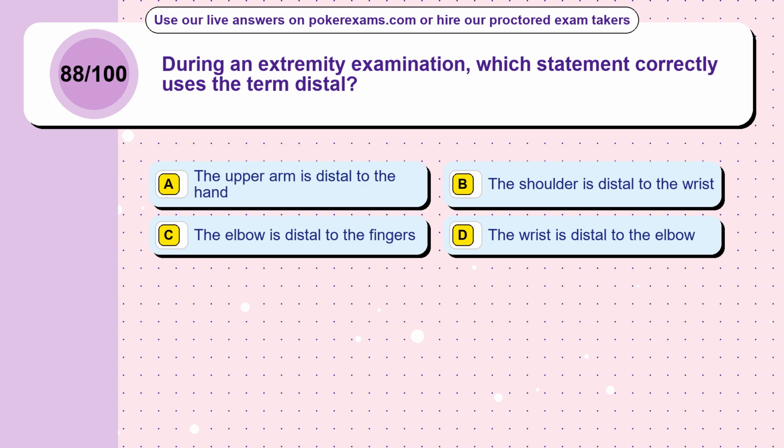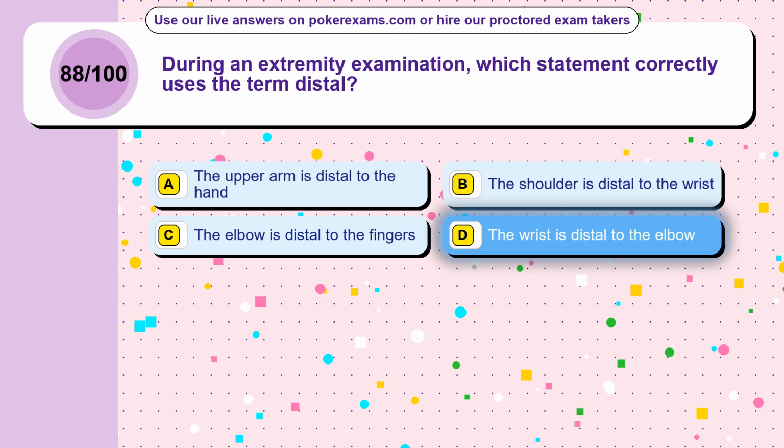Question 88. During an extremity examination, which statement correctly uses the term distal? Option A. The upper arm is distal to the hand. Option B. The shoulder is distal to the wrist. Option C. The elbow is distal to the fingers. Option D. The wrist is distal to the elbow. The correct answer is option D.